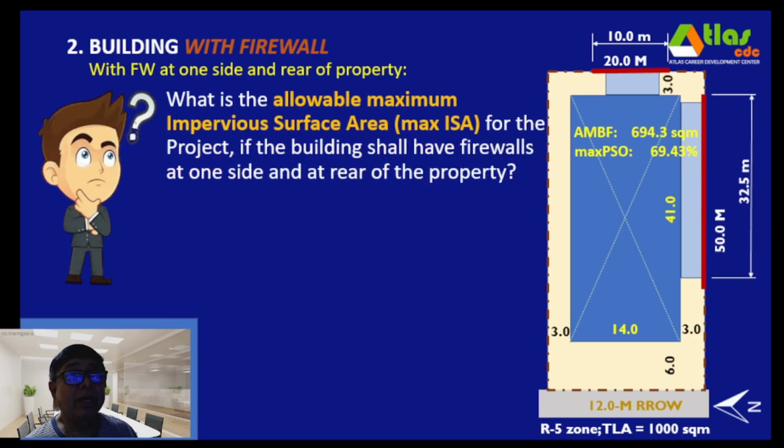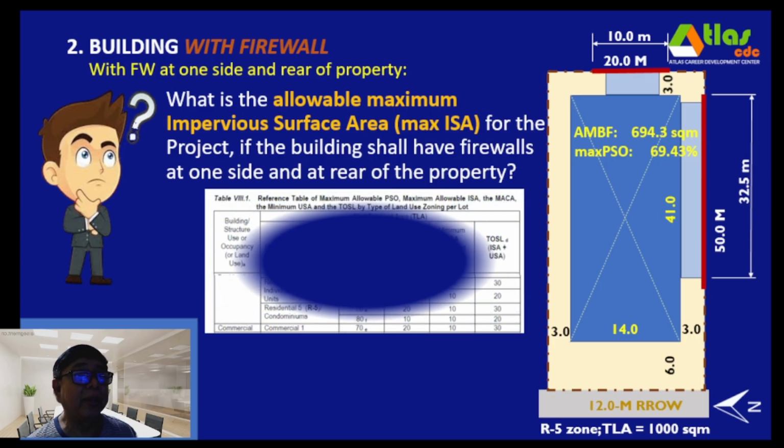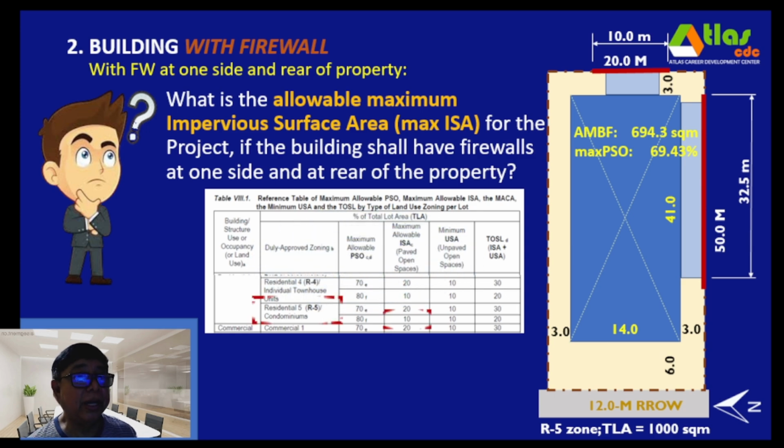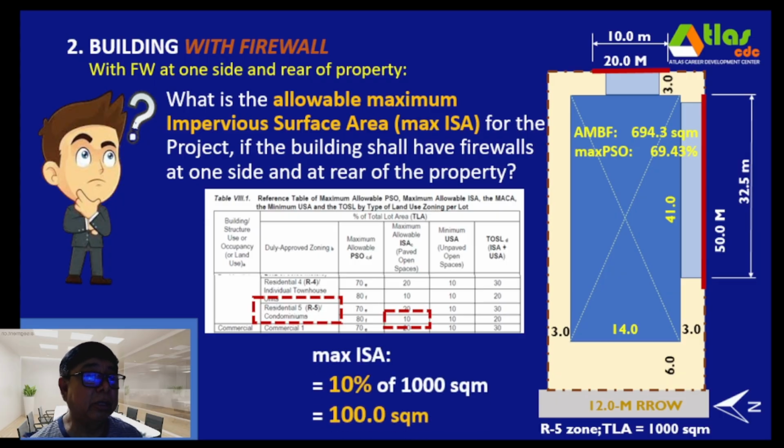And then for the allowable maximum ISA, impervious surface area, if the building shall have firewalls at one side at the rear of the property, also we have table 8.1, no difference in the value as kanina kung saan ang firewall ay both sides. Also, we have 10% here for the maximum ISA at 100 square meters.